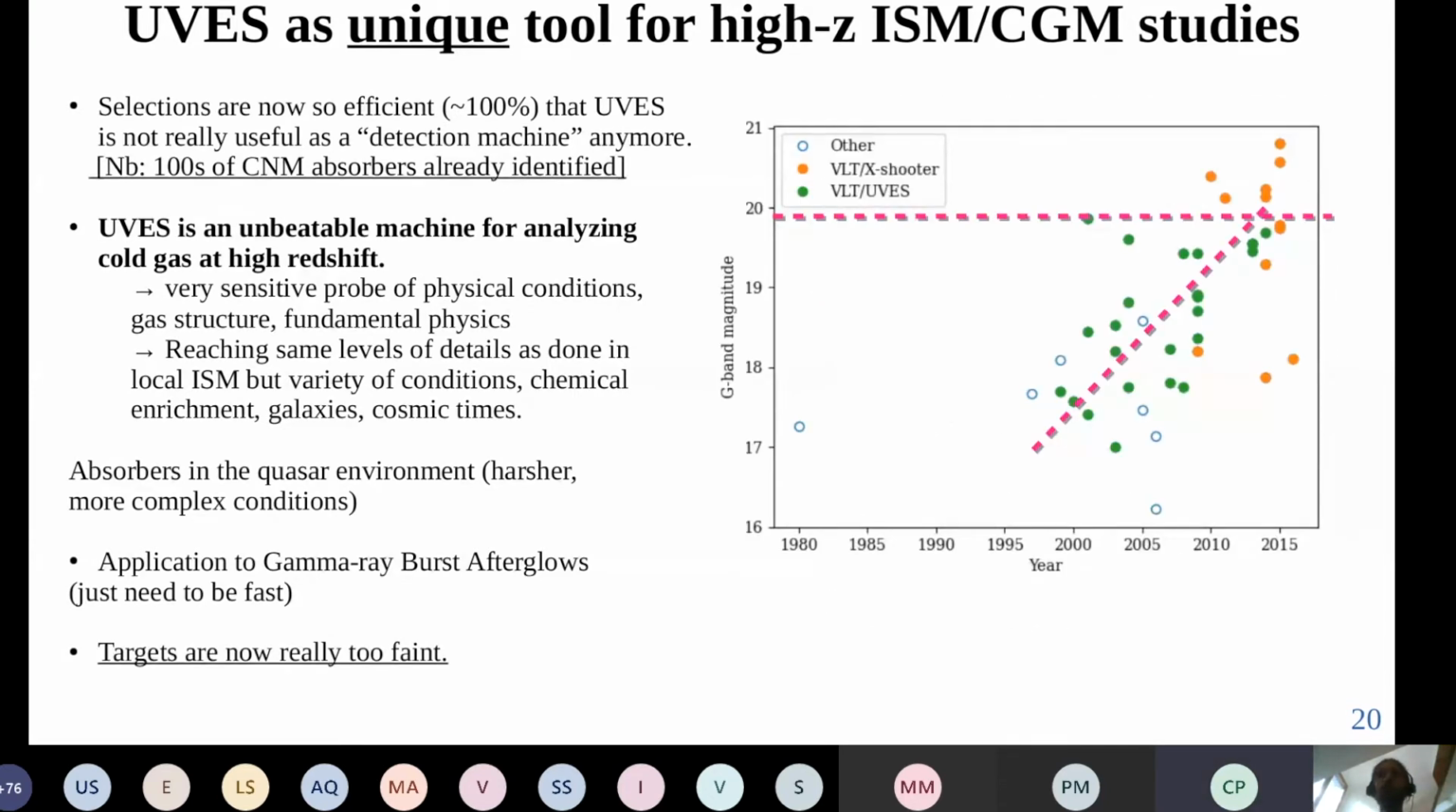And the main issue is that targets are really too faint. We have observed all the bright targets with UVES, and you can see how the G-band magnitude changes as a function of the year. It's different observations, and we really reached the limit of UVES, and this is why we moved to excitation, but we don't have access to the physical conditions that well.